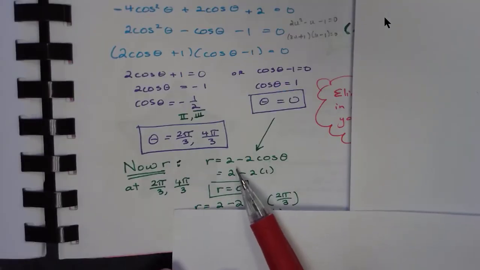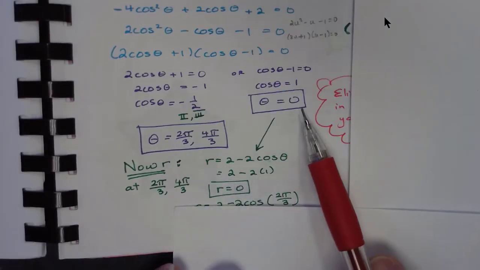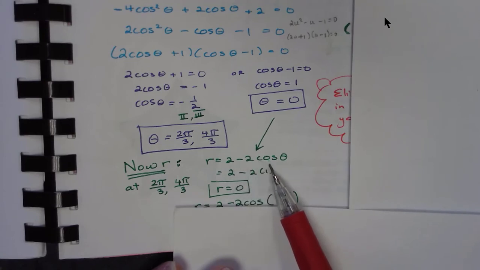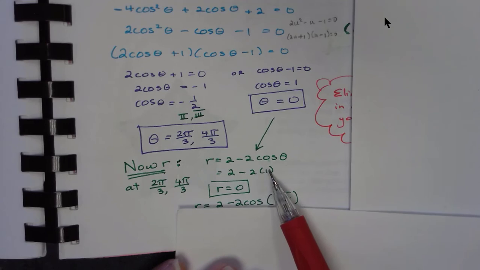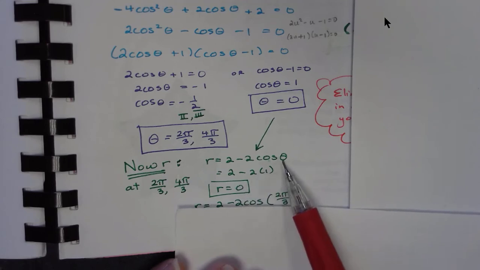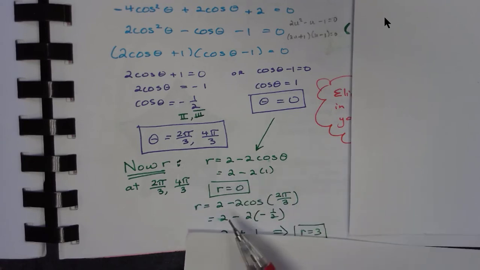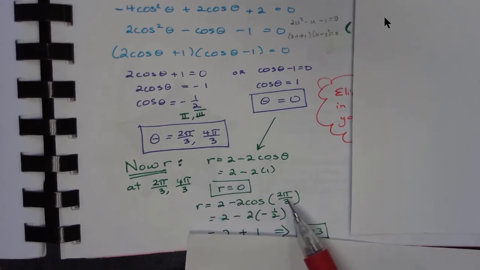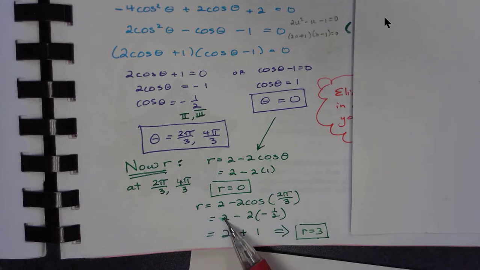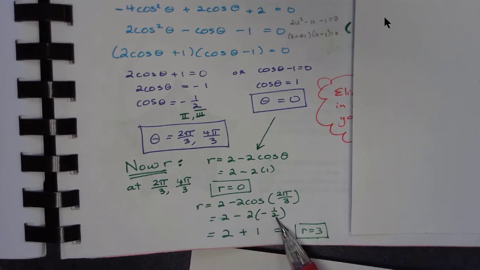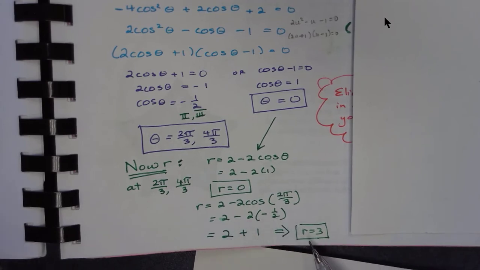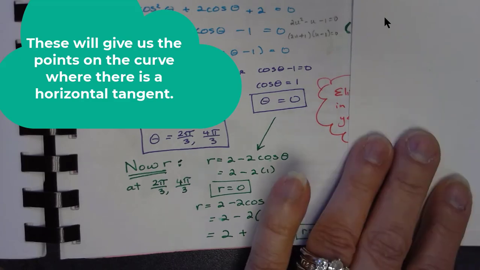Okay, now let's find our r. My r at 0 is 2 minus 2 cosine theta, which is, cosine 0 is 1, 2 minus 2 is 0. So at 0, my radius is 0. Now let's look at 2 pi over 3 and 4 pi over 3. That's 2 minus 2 cosine of 2 pi over 3, which is 2 minus 2 times negative 1/2, which is 3. And also at 4 pi over 3, my cosine value is negative 1/2. So my radius is 3. So that is an interesting piece of information.